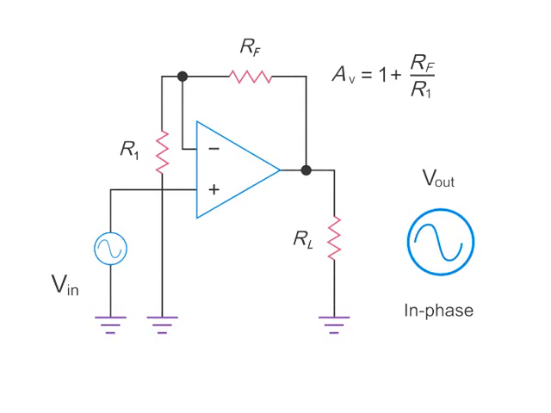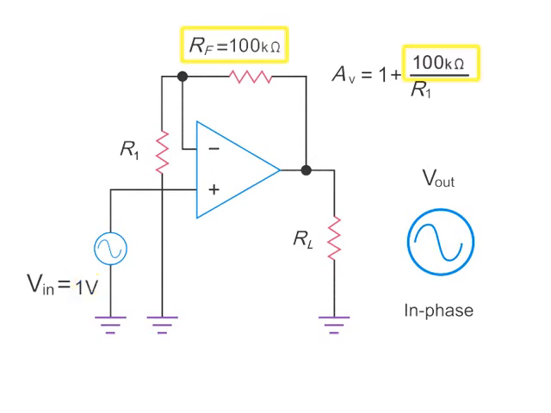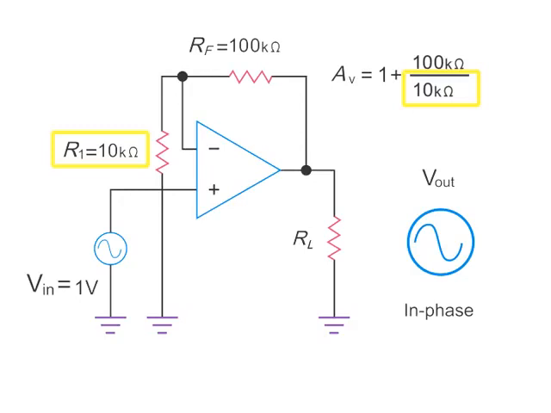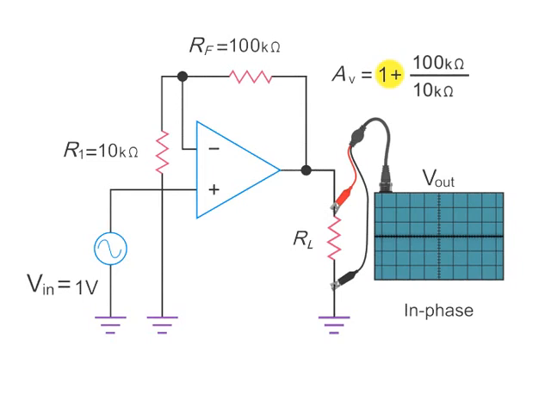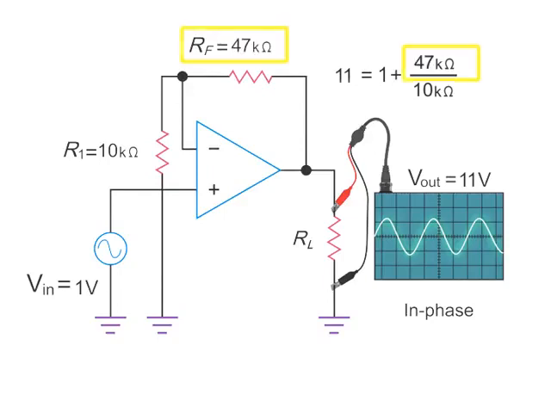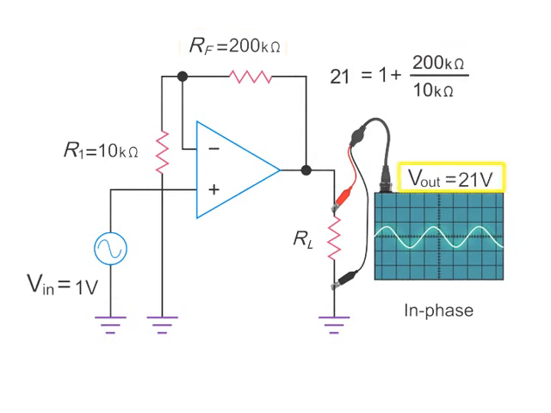So, for example, inputting 1 volt peak to peak with a feedback resistor value of 100 kiloohms divided by an R1 value of 10 kiloohms plus 1 will yield an in-phase output voltage signal with a gain of 11 volts at the RL resistor. Reducing the feedback resistor value, RF, to 47 kiloohms will yield a gain of 5.7 volts. Increasing the value to 200 kiloohms will yield a gain of 21 volts.